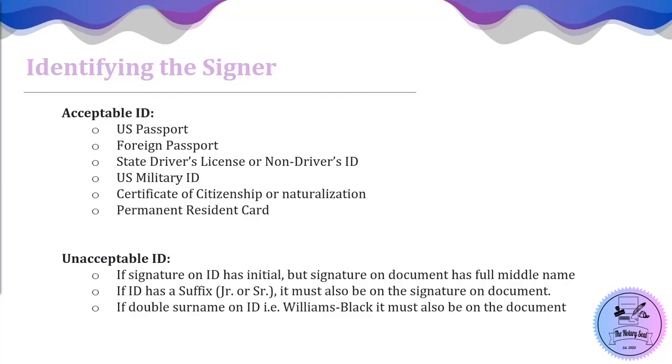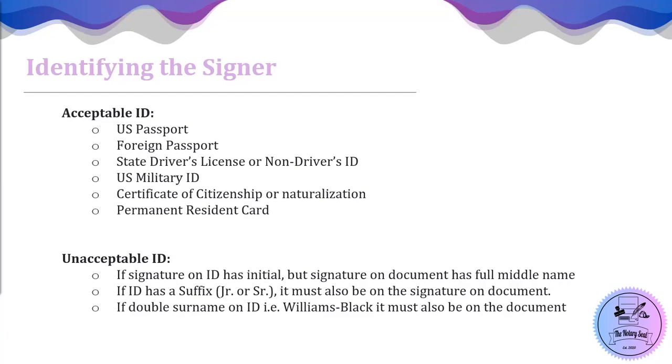It could be a U.S. passport that they provide. They could provide a foreign passport, a state driver's license, or non-driver's ID, which we talked about, military ID, certificate of citizenship or naturalization, or a permanent resident card. Those are all acceptable forms of ID for verification of the identity of the individual signing.